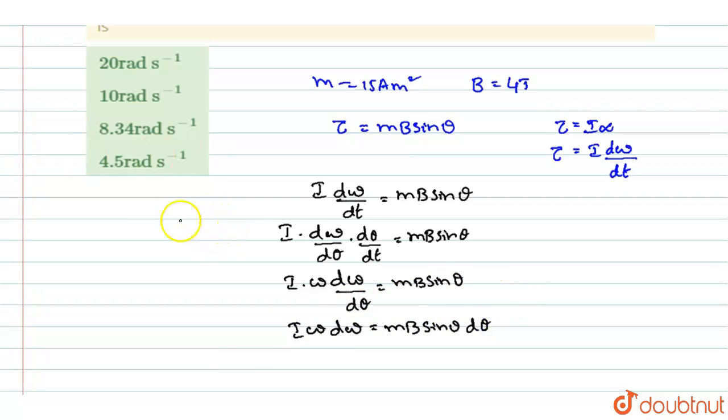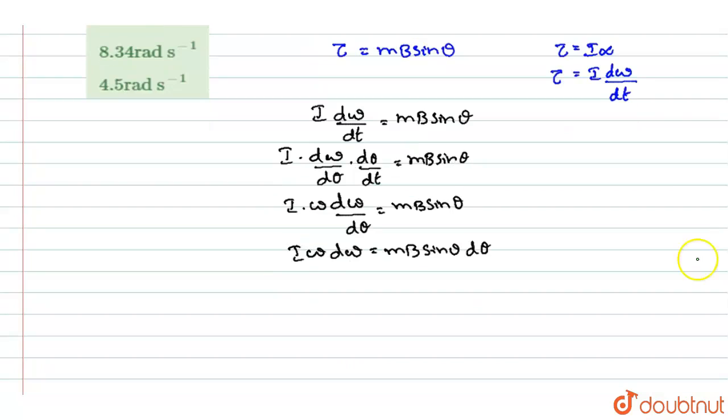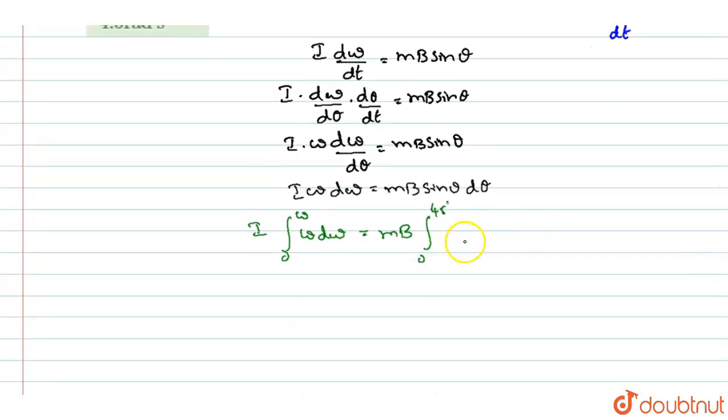The next thing we do is integrate it, because you need to get the value of omega, right? So integrating this equation, we write I into integral of 0 to omega of omega d omega is equal to m and b are constant. Magnetic moment and magnetic field are constant for that coil. Whether it is rotating or not rotating, the same magnetic moment and b will be there. So we write them outside, and it is integrated between 0 to 45 degrees, because the coil is rotated by an angle of 45 degrees. The remaining here is sine theta into d theta.